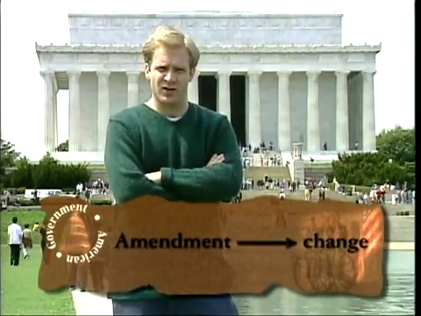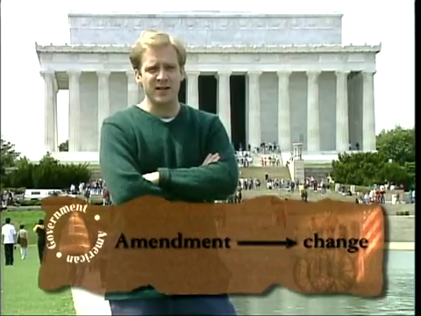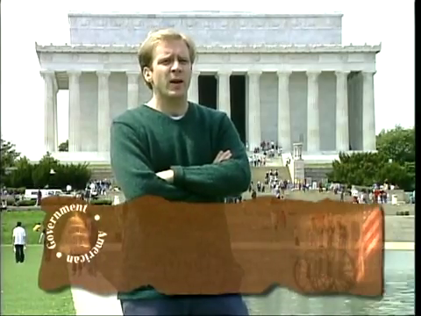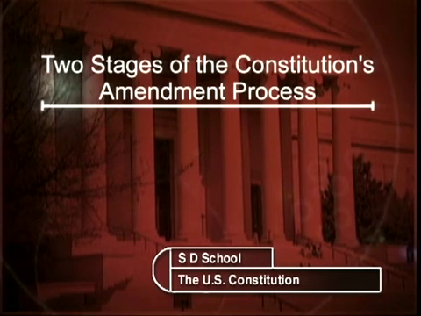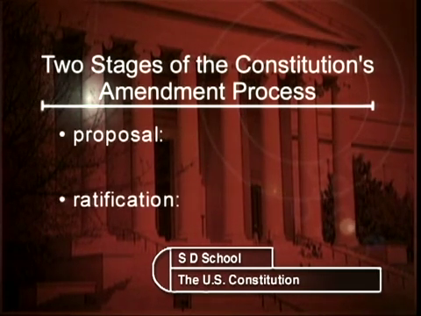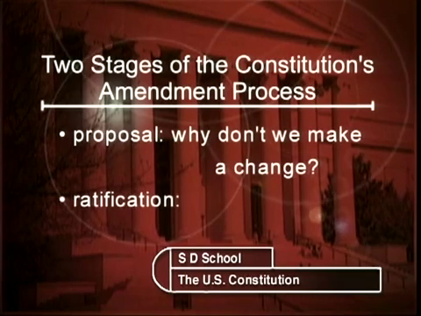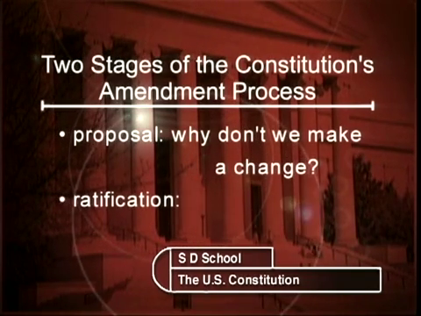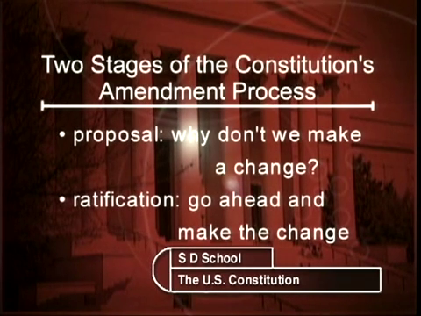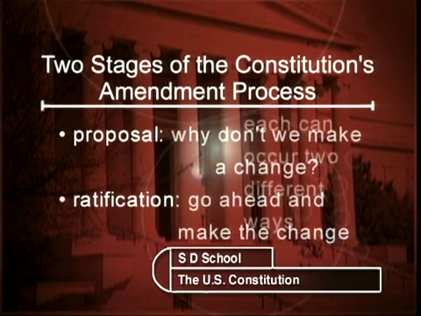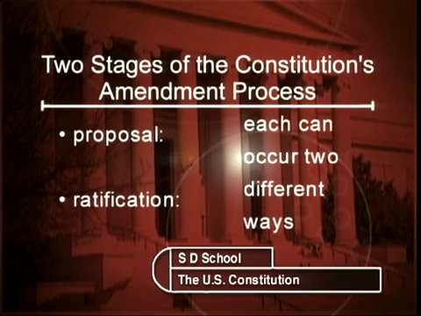Amendment is a change. Now, the framers didn't want to make it too easy to change the Constitution. I mean, after all, anything too easy to change wouldn't hold much water. That's why they went with a two-stage amendment process. The two stages of the Constitution's amendment process are proposal and ratification. Proposals are like, hey, why don't we make such and such a change to the Constitution? Ratification is like, hey, that's a great idea, let's go ahead and make that change. Each stage can occur in two different ways.